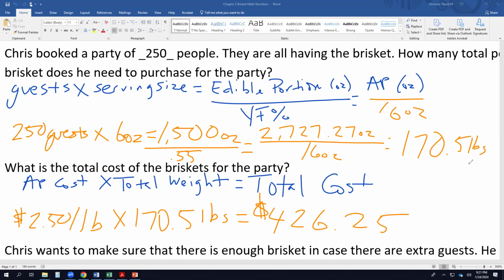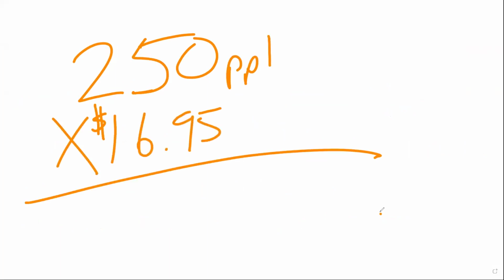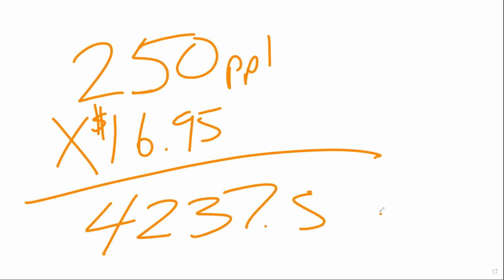But that's 250 people, right? So 250 people times $16.95, which is what I'm selling it for. My total sales is $4,237.50. So it makes sense that I'm going to subtract $400 worth of that to cover the cost of my brisket.